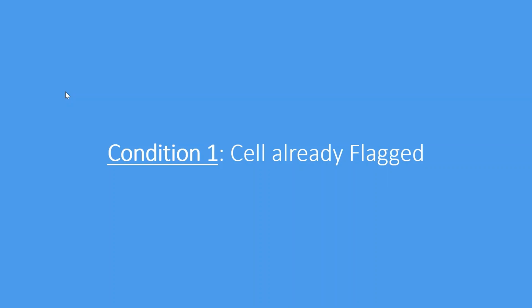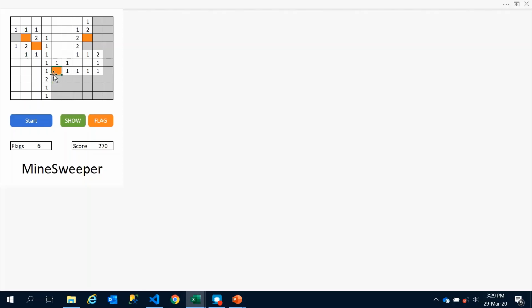Condition 1, cell already flagged. So what happens when we flag an already flagged cell? It will unflag it. So how do we do it? We check the active cell, whether the background of the cell is orange or not. If the background of the cell is orange in color, we change the cell background to gray and then we increase the flag count by 1.